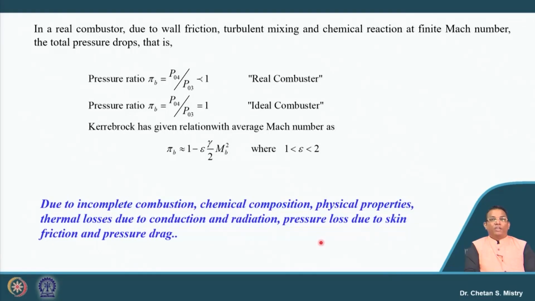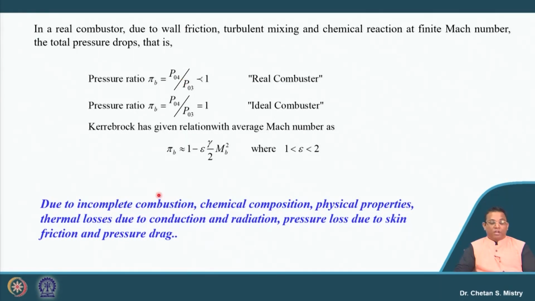Okay. So, here in this case, if we are considering the ideal combustor, our entry pressure and exit pressure to the combustor will be the same. So, my pressure ratio will be 1. But in actual condition, because of friction, turbulent mixing, chemical reaction at finite Mach number, I will have my exit pressure lower than my entry pressure.